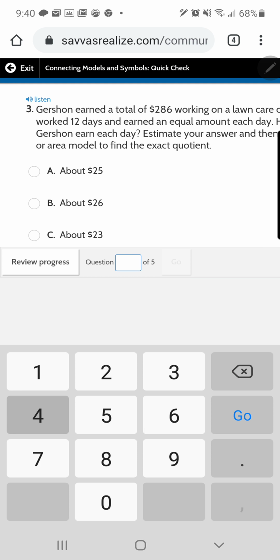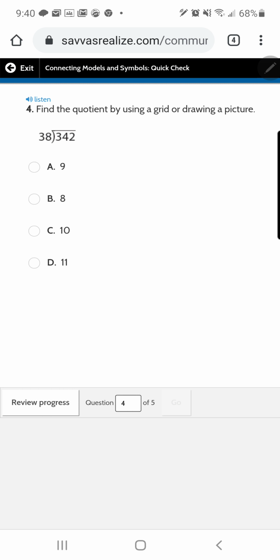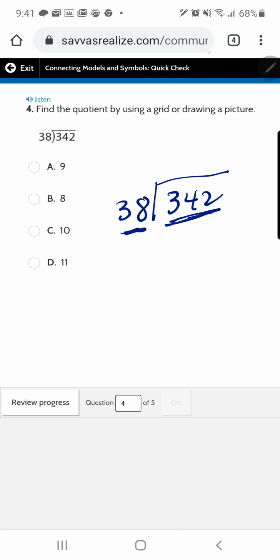I'm going to go to question number 4 now. And number 4 is just simply dividing, right? It keeps saying for you to use a grid in a picture. You didn't have to, right? As long as you know how to follow the process for division. So we've got 342 divided by 38. It's a 2-digit divisor and a 3-digit dividend, right?